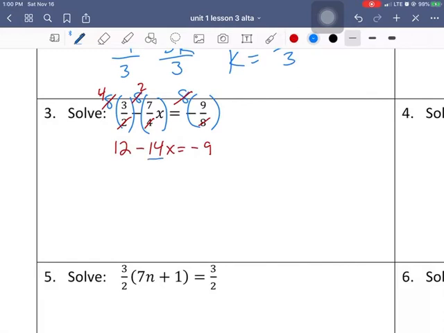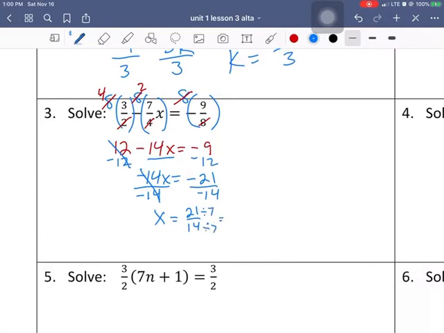Okay. This is my variable term here, so we want to go ahead and move the 12 away from my variable term to get it away. And a negative and a negative makes a bigger negative. And then isolate my variable by dividing by the same. X equals, double negative is a positive, and both can be divided by 7. Okay.